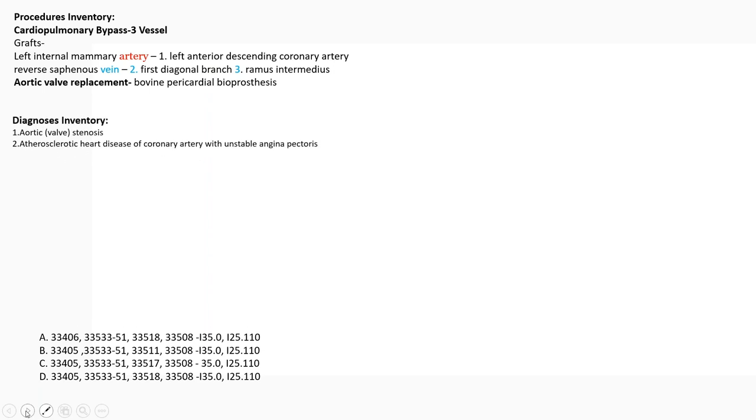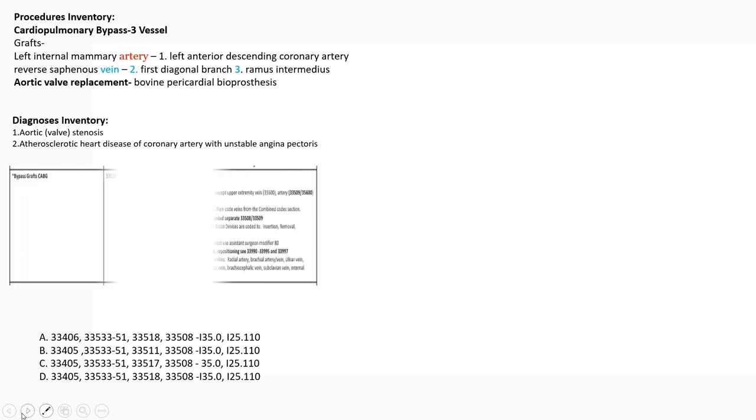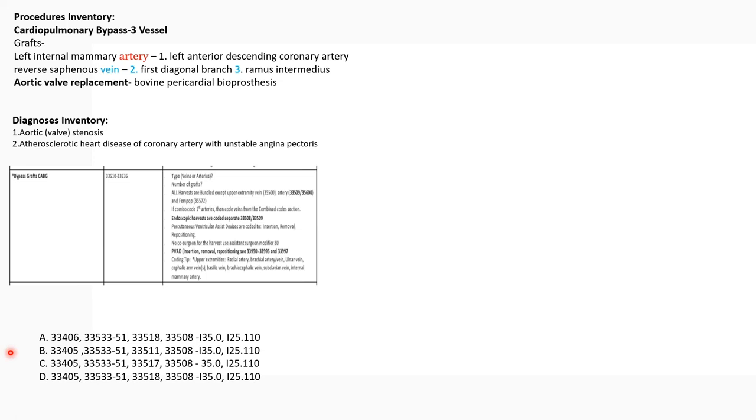In the diagnosis inventory, we have aortic valve stenosis. And we also have atherosclerotic heart disease of coronary artery with unstable angina pectoris. And this is our friend, the FTR. We have to look into the type of arteries or veins used. We have a combination here, artery and vein used. Number of grafts, we have three grafts.